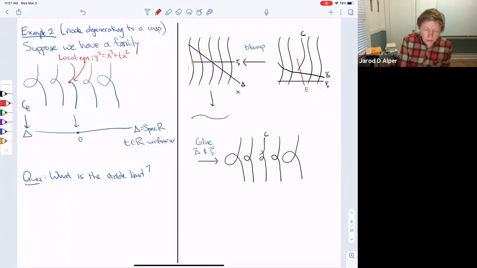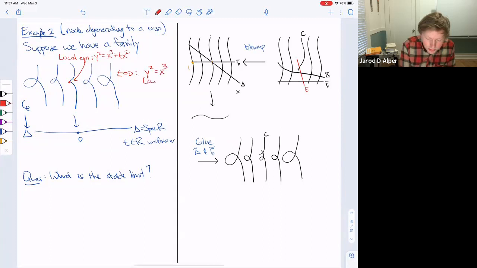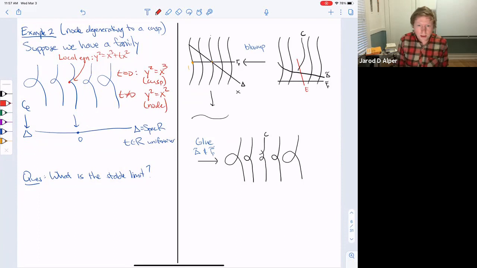So on the local equation of the surface, let's suppose it has this form: y squared equals x cubed plus t x squared, where t is a local parameter of the base, and x and y are local coordinates on the surface. And note that if you take the fiber when t is 0, you get y squared equals x cubed, and this is what we mean by a cusp. But when t is non-zero, the singularity looks like y squared equals x squared, which is our node. And the question is, what is the stable limit here? We have a way to fill it in already where the central fiber is cuspidal, but we want to modify it in a way that's actually stable.